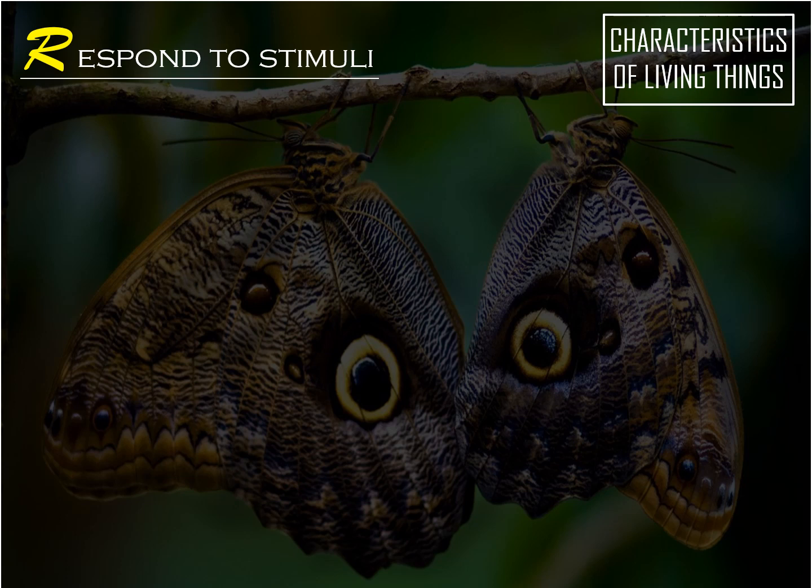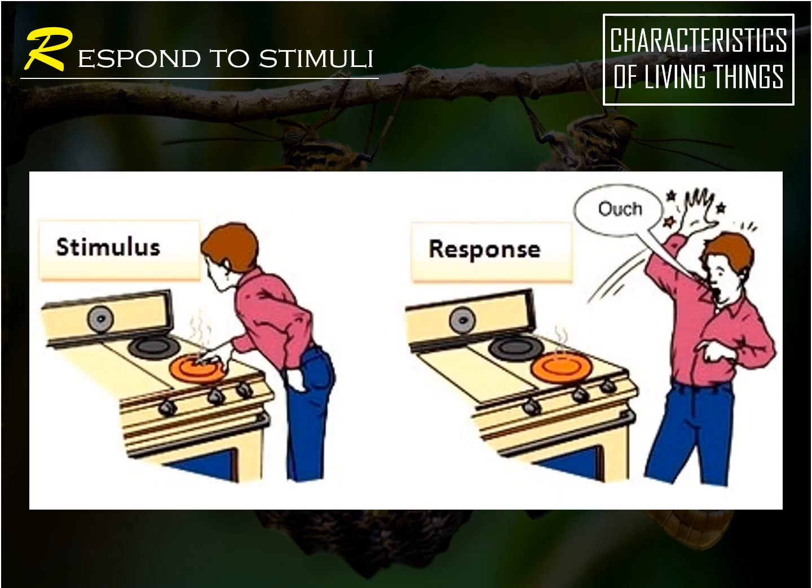Take note that we actually have two types of responses. It can be either a positive response or a negative response. Positive response is when the movement is towards the stimulus, while negative response is a movement away from the stimulus. As you can see in the image, the boy accidentally touches an object that is extremely hot, and of course, his response is to move his hand away from the source of heat. This is an example of negative response.